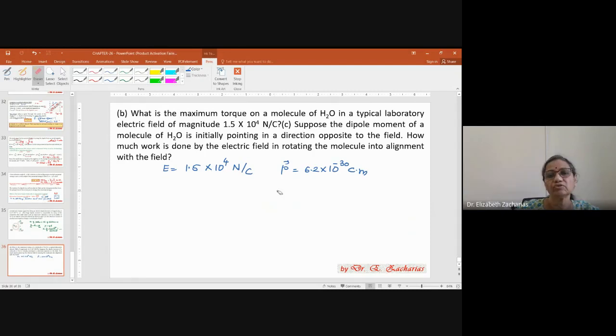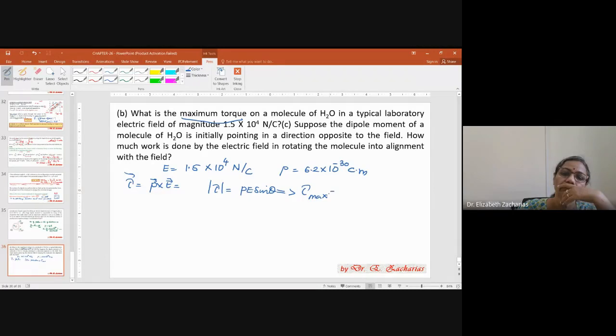Now you have to find out what is going to be the maximum torque. When will the torque be maximum? What is tau first of all? Tau is equal to p cross E. If I talk about modulus, tau is equal to pE sine theta. So when will tau be a maximum? Tau will be maximum when sine theta equal to?